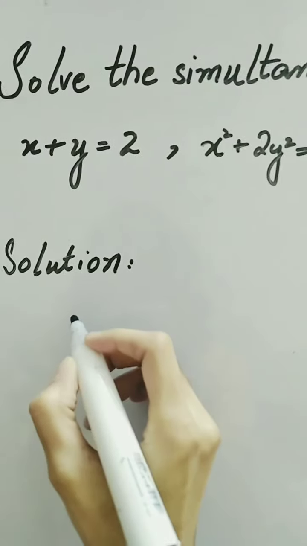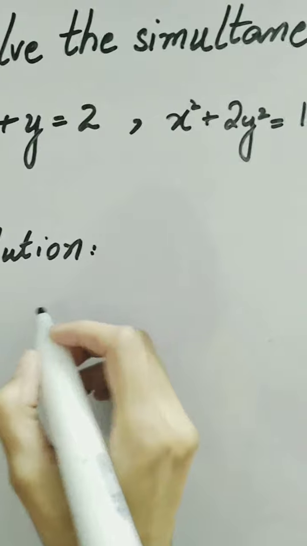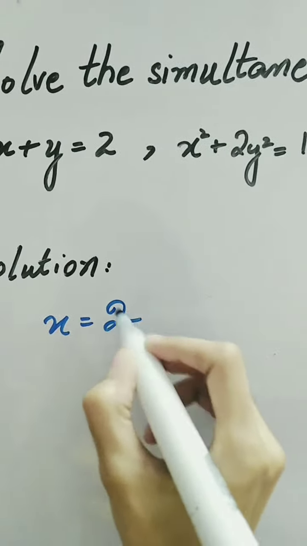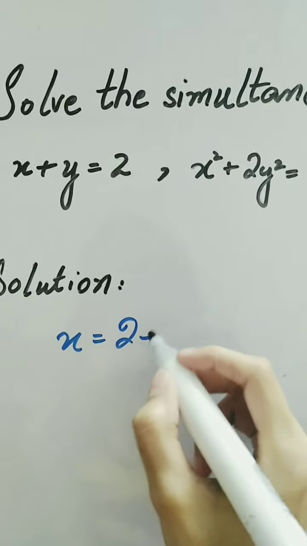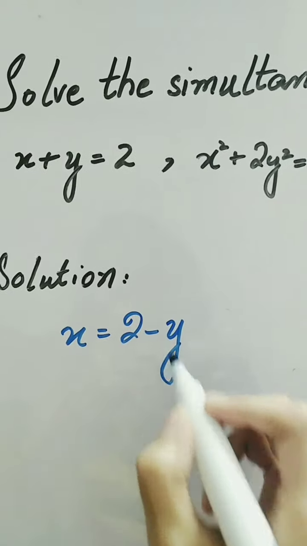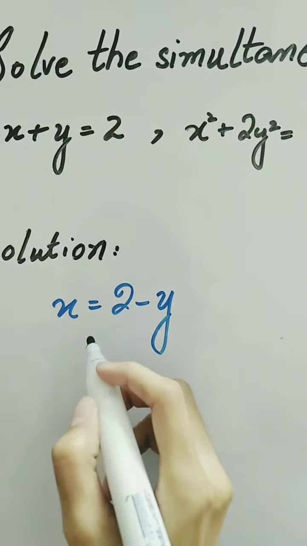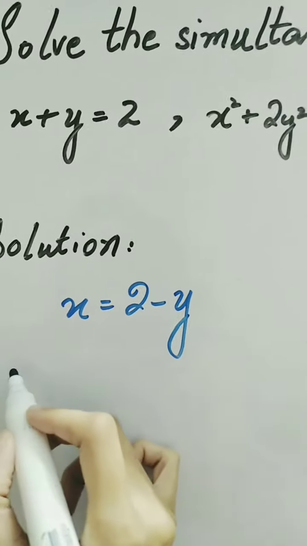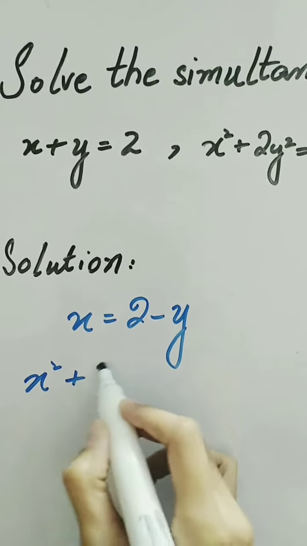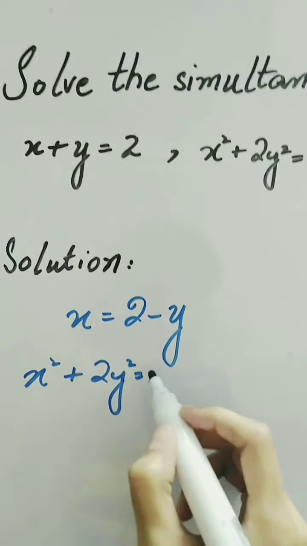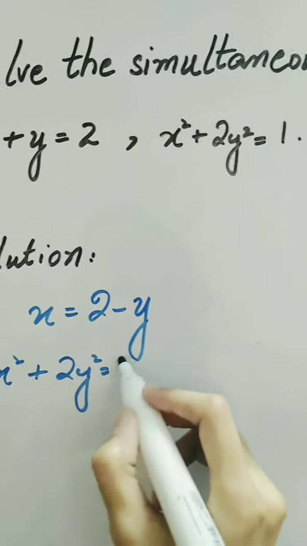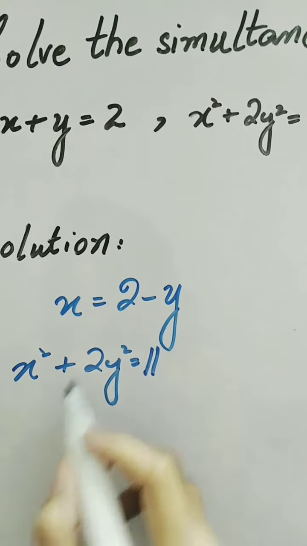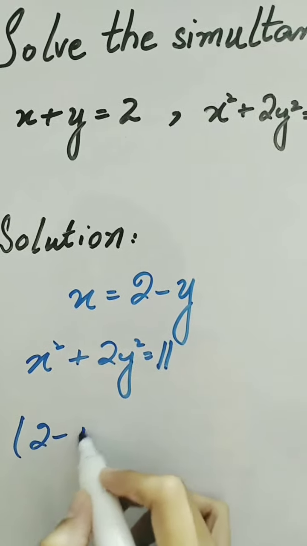First of all, from our given equation, we derive the value of x. With the help of this equation, we have just moved y from the left hand side to the right hand side and its sign changes to minus. Now the value of x is equal to 2 minus y. Now we are going to put this value in the second equation, which is x square plus 2y square is equal to 11. Now here we have a value of x which is 2 minus y.